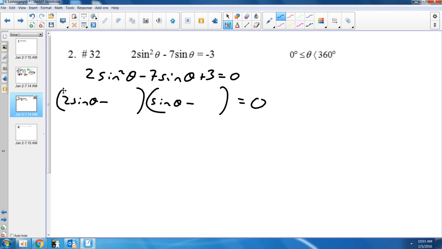So I'm looking at the middle term. It's a high middle term based on these. The 3 has to go here to get this to be a higher number. Again, double checking. Minus 1 sine theta, minus 6 sine theta, negative 7 sine theta. It works. So I did that correctly. So now I'm going to say, okay, this is true, and this is true.